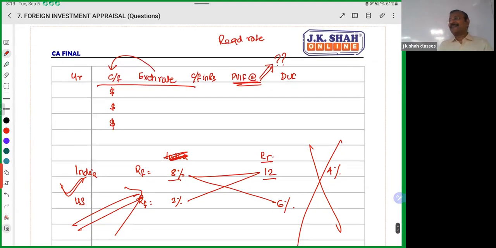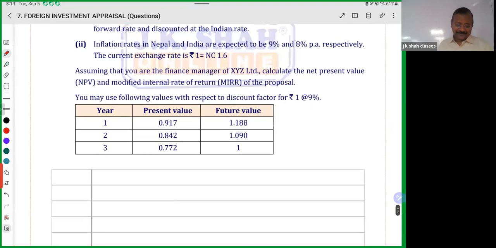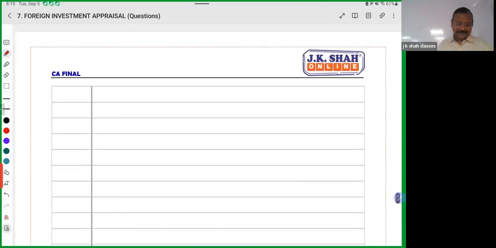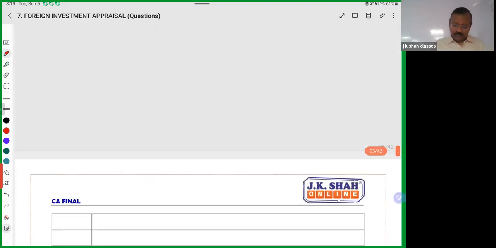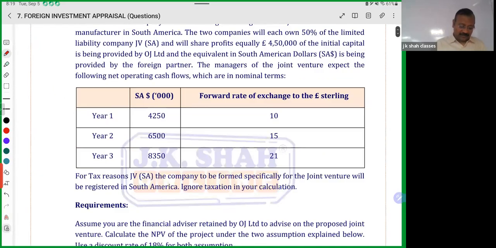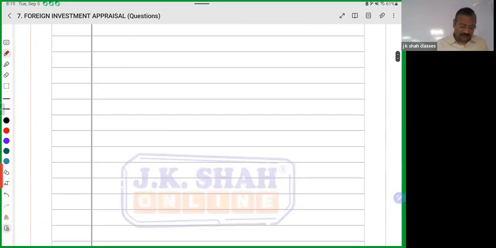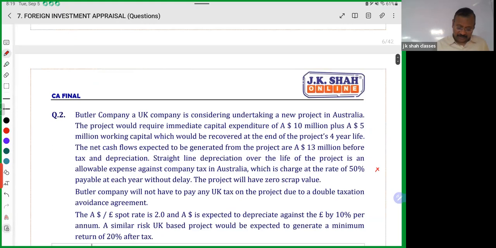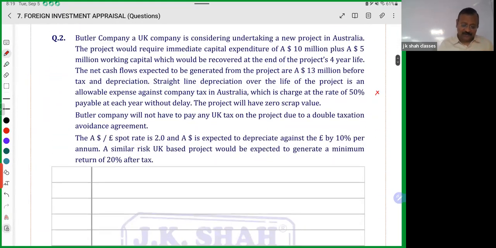But other than this, all you need to know now is the techniques of capital budgeting, which is nothing but discounting of cash flows, and two, whatever we learned in Forex. Okay, let's start with the problem straight. Not question 1. I think question 3 is what we need to do first. Question 2. Let's do question 2.